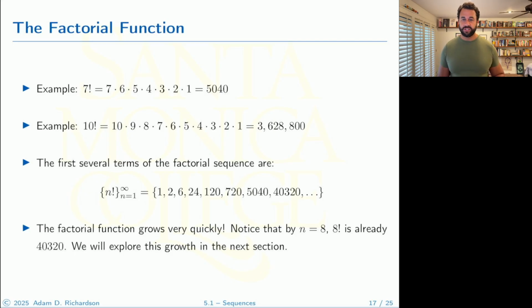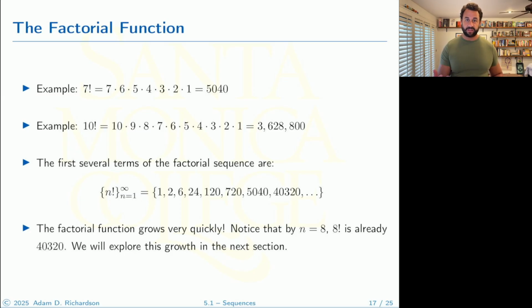That's a pretty general definition, but here's a concrete example, a couple of them. 7 factorial is literally 7 times 6 times 5 times 4 times 3 times 2 times 1, and when you multiply all those together, you get 5040. All right. 10 factorial is 10 times 9 times 8 times 7 times 6 times 5 times 4 times 3 times 2 times 1. And that ends up being 3,628,800.